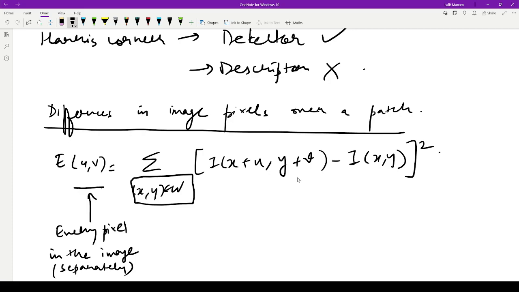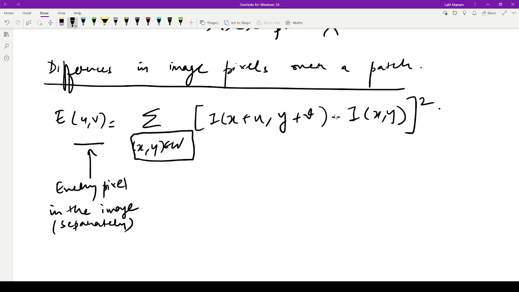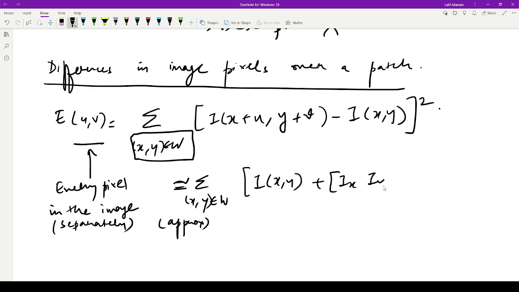So you consider this window, some window which is of size probably 3 cross 3, 5 cross 5. Generally, we take odd numbers and we just try to get the square of the differences. That's all. So based on this, what do we get? If you remember, we approximate here with a first order approximation: I of x comma y plus dI. So it's nothing, just the image derivatives Ix and Iy.